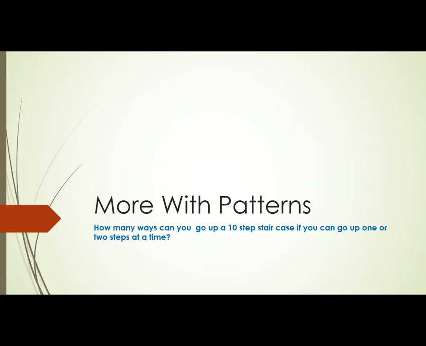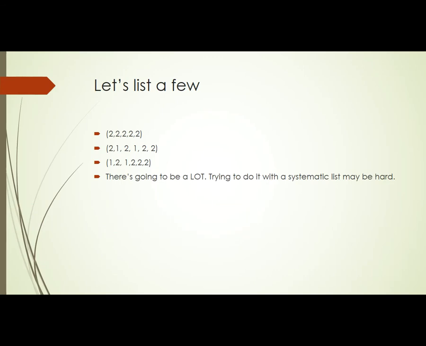Okay, a problem today, another pattern problem, is how many ways can you go up a 10-step staircase if you can go 1 or 2 steps at a time? Let's list a few. You could take a 2-step jump and then a 2, a 2, a 2, and a 2, 5 twos in a row.